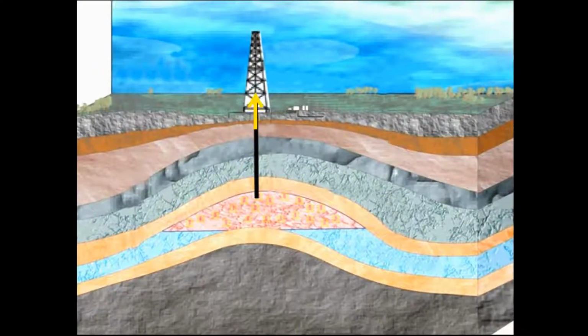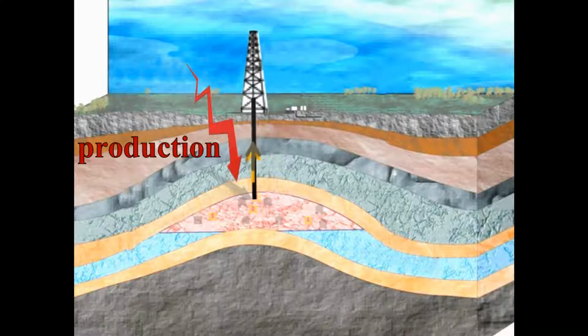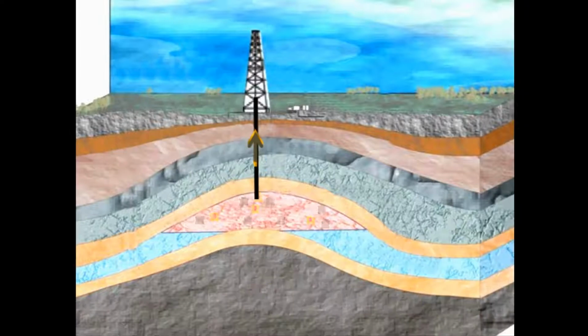When natural lift starts to falter or give out, it can no longer be relied on to get the trapped hydrocarbons to the surface and through the surface facilities. When this happens, the well's production begins to fall and then stops. When production stops, the well is said to have died.